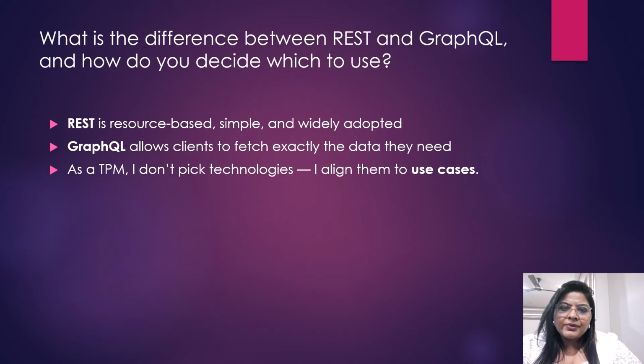So for example, for internal microservices, REST works well due to its simplicity and caching, but for a front-end heavy application with frequent UI changes, GraphQL reduces over-fetching and improves performance. So it's not about which one we should be using. It should be based on the use case, and the decision is also driven by team maturity, monitoring complexity, and long-term maintenance cost, and that's how I balance innovation with stability.